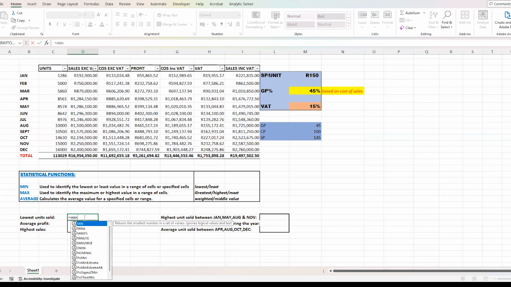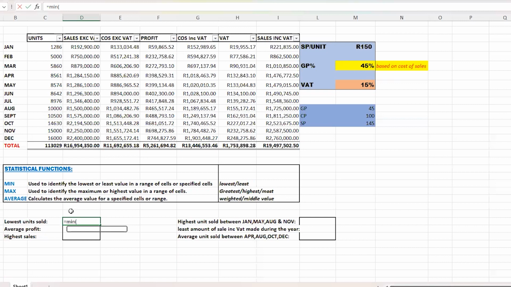So I'm just going to say min. So we're going to select then the whole range. So I want the minimum from January, which is in C4, all the way to, so I'm using a colon, all the way to December, which is in C15. And then I'm going to just close the bracket and enter.